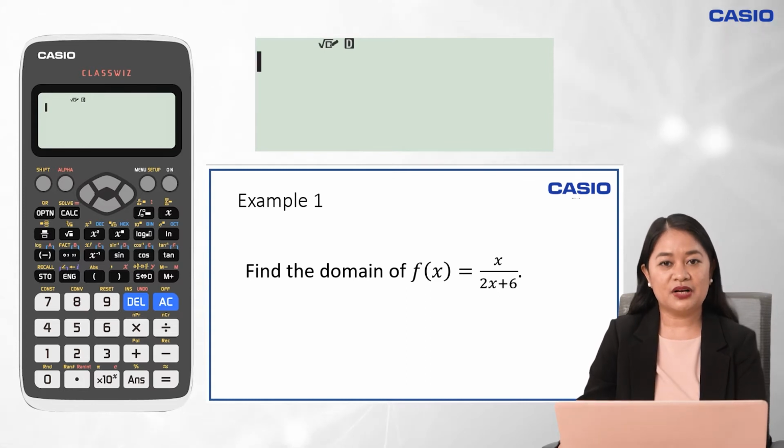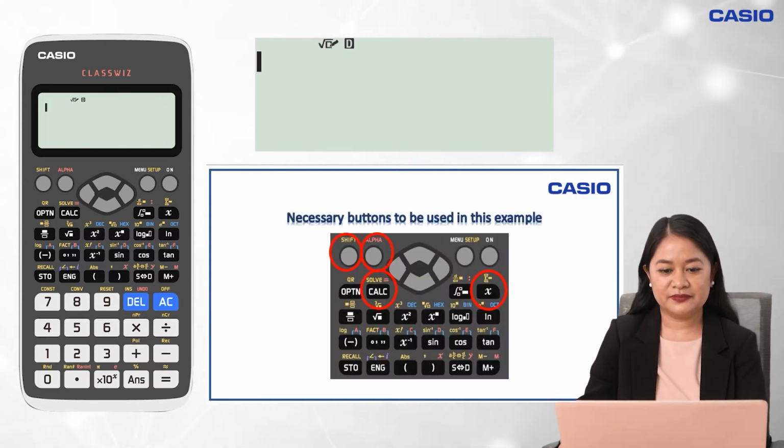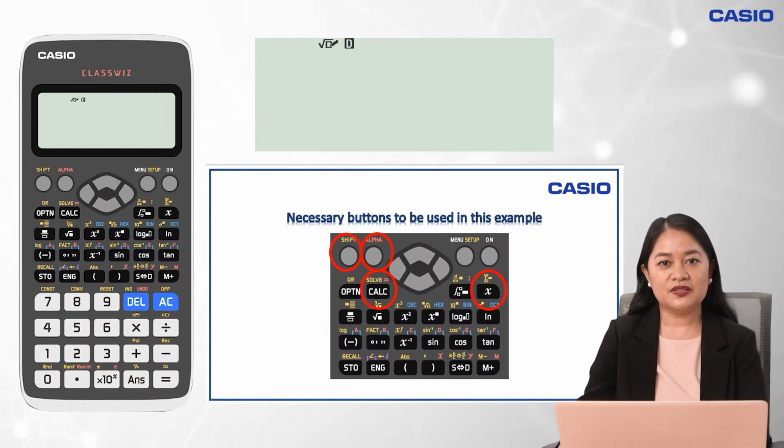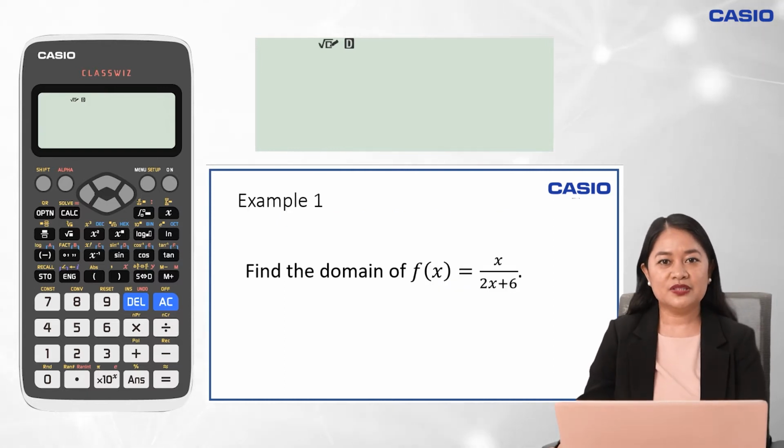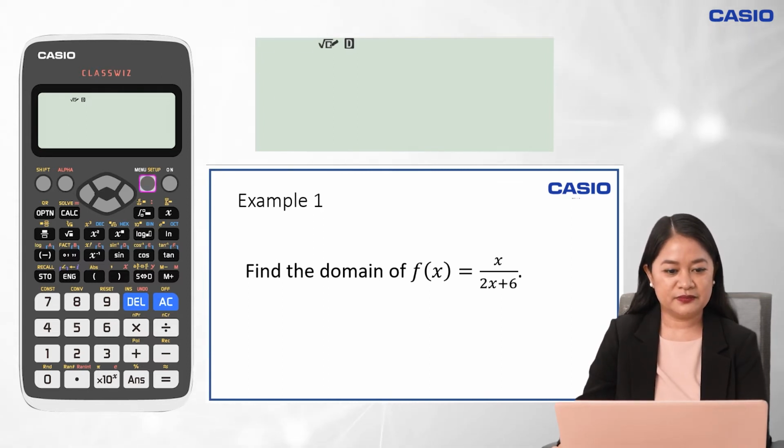In this rational function, we will compute the zeros of the denominator to identify the domain of this given function. The basic buttons to be used in identifying the domain of a rational function are Shift, Alpha, X, and Calculate buttons. We will use the Calculate menu of the CASIO ClassWiz, and to proceed, we'll press Menu and then 1.